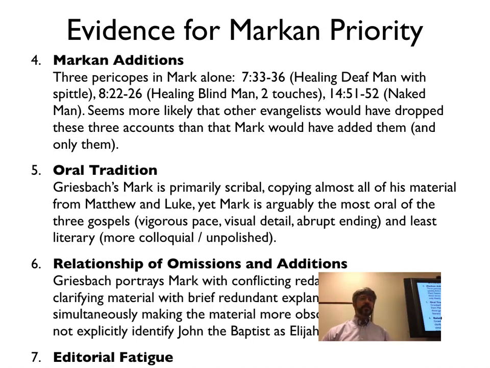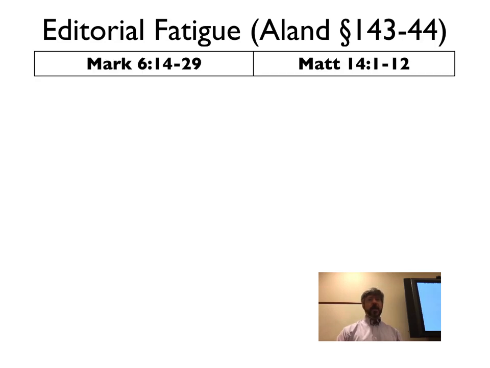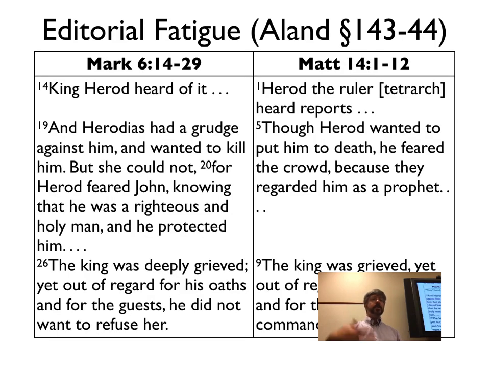And then the seventh factor that is used to argue for Markan priority is what's called editorial fatigue. Now, what is this? Take the story of Herod and Salome, where John the Baptist meets his end. In Mark, it says, "King Herod heard of it, and Herodias had a grudge against him," this is John the Baptist, "and wanted to kill him, but she could not, for Herod feared John, knowing that he was a righteous and holy man, and he protected him."